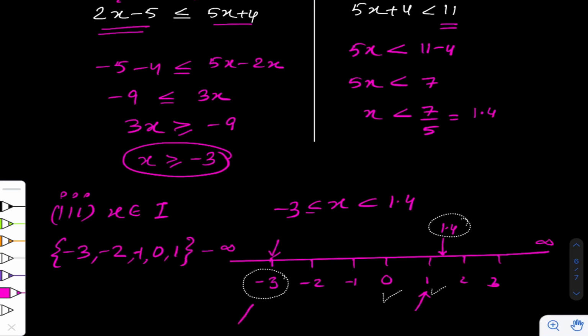Why is minus 3 coming? Because you can see here we have the equality sign also. See carefully. We have the equality sign, which means minus 3 is included in the set.